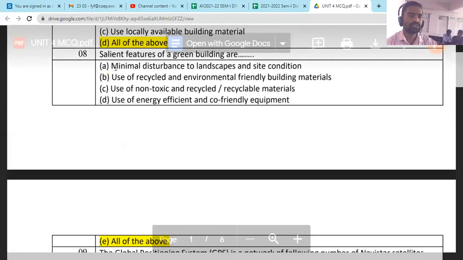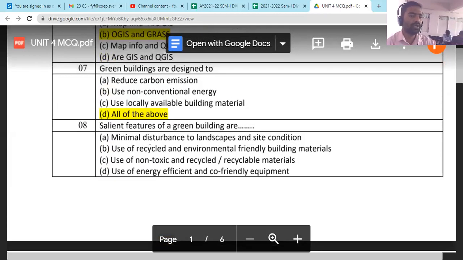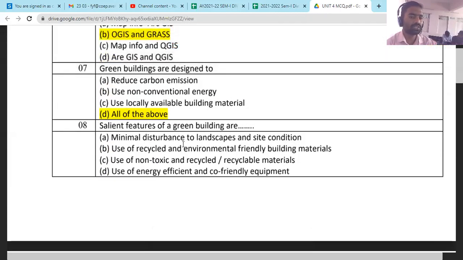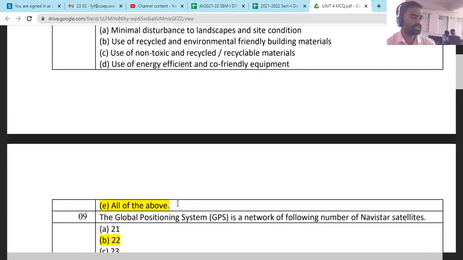Next, salient features of green buildings: minimal disturbance to the landscape and site conditions, use of recycled and environmentally friendly building materials, use of non-toxic and recycled or recyclable materials, use of energy efficient and eco-friendly materials and equipment. What is the answer? All are the answer. So all of these are correct.